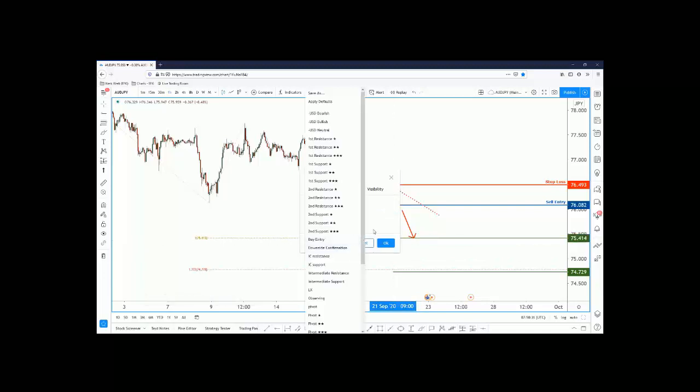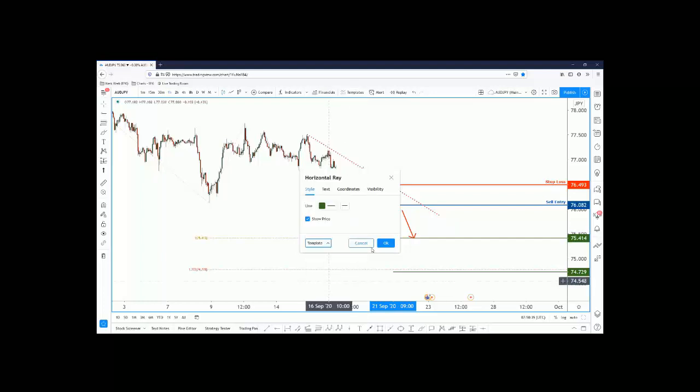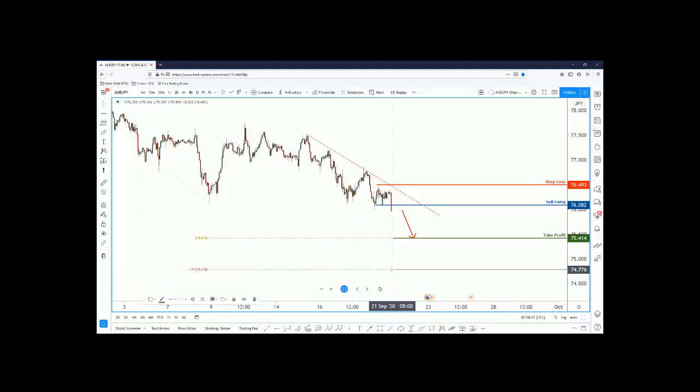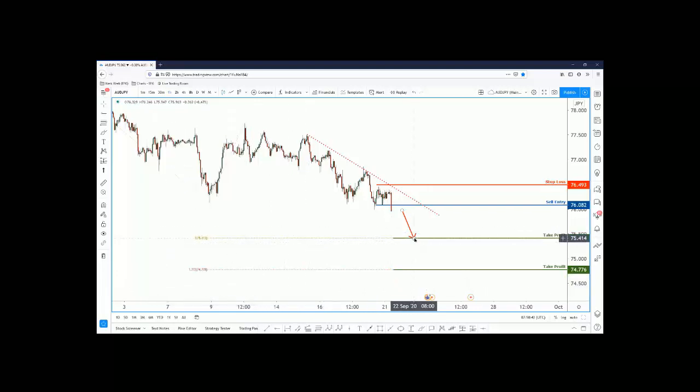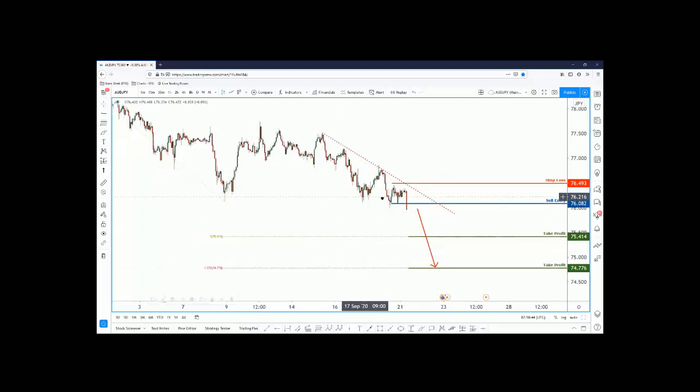There's something wrong with choosing the layer of the lines, but not to worry. So this will be the first take profit, this will be the second take profit. So this makes for a nice risk reward trade.